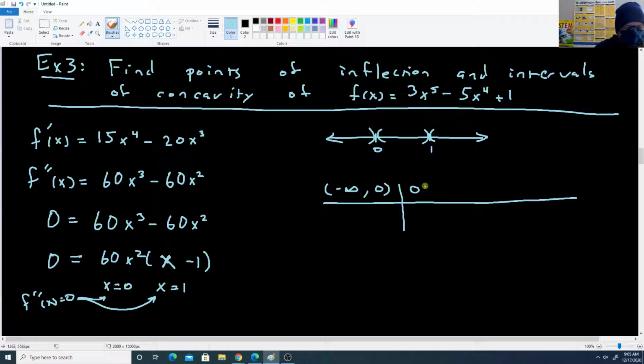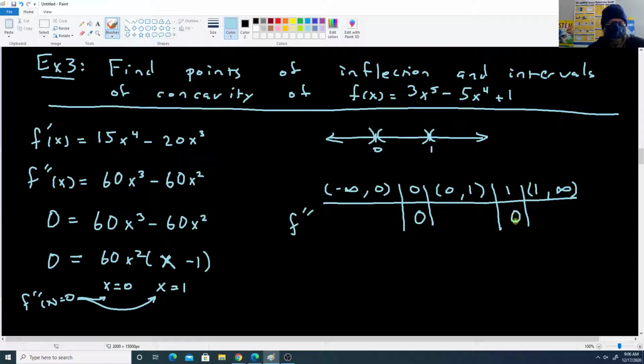We'll have 0 itself. We'll have 0 up to 1 interval. We'll have 1 itself. And we'll have 1 up to infinity interval. And we'll look at the second derivative. Again, we're looking for points of inflection and intervals of concavity. Points of inflection are based on change in sign of the second derivative at zeros. We got our zeros here. Second derivative is 0 at 0, and it's 0 at 1.